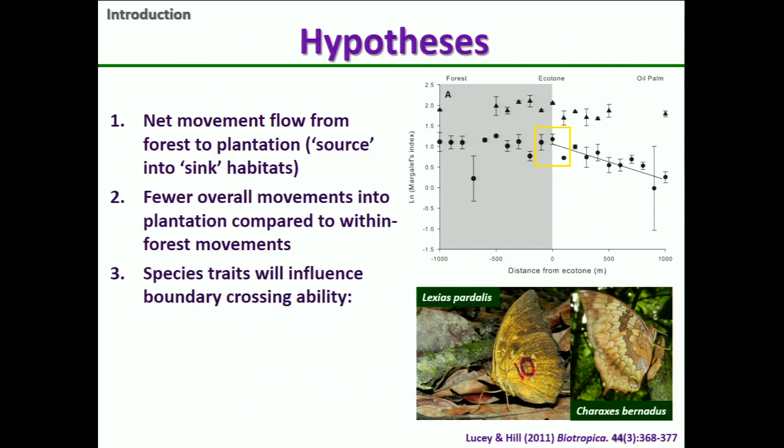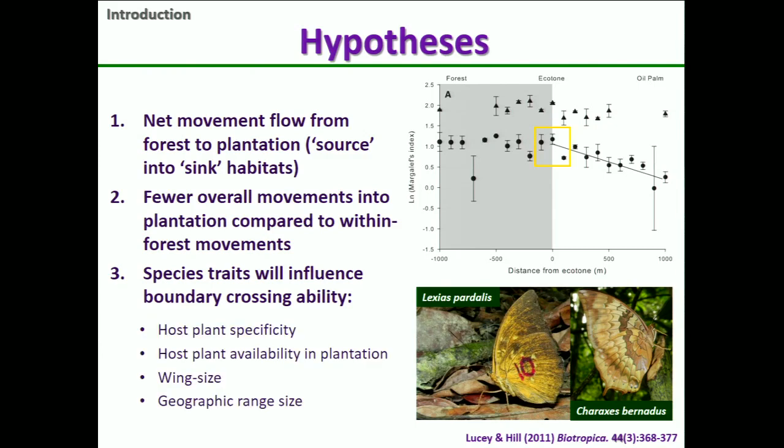Finally, I hypothesized that species traits will influence the boundary crossing ability of certain species, and I selected a number of traits that have been shown to be of importance to tropical butterflies. These include the number of larval host plants that a butterfly species has been known to feed on, and whether or not the larval host plants are found in the plantation, which I'll just refer to as a trait for this talk. This is quite an important point because I assume that if the larval host plants of a butterfly species are not found within the plantation, then this butterfly must be forest dependent because it requires rainforest habitat to breed.